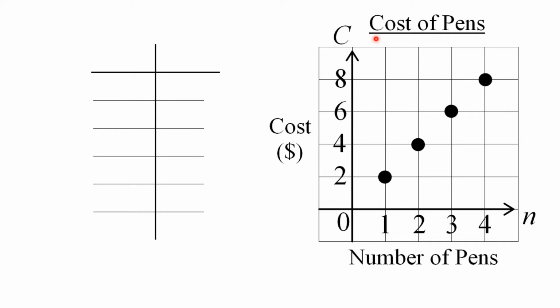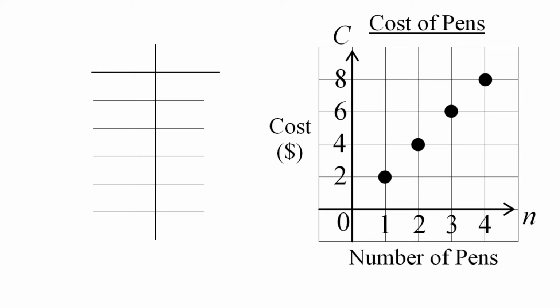As the title suggests, this graph represents the cost of pens, where our x-axis is the number of pens and the y-axis is the cost in dollars. Now you'll notice this x-axis has been renamed N, and the y-axis has been renamed with a C. The C stands for cost, and the N stands for number of pens. It still behaves in the exact same way as if it was X and Y, it's just the letters have changed.